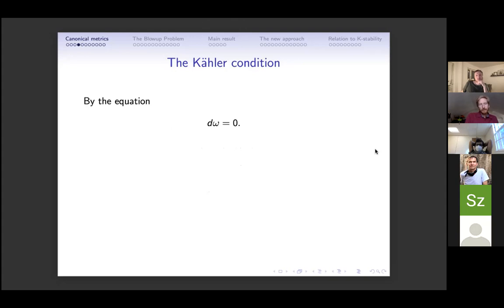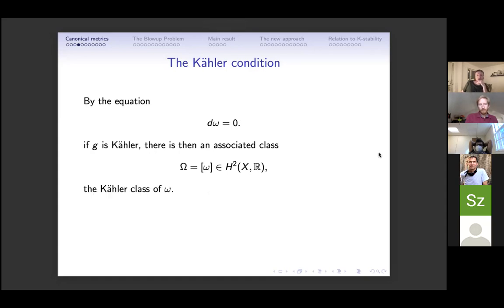And whenever you have a Kähler metric, you have this condition, so you then have an associated cohomology class that you get in the second cohomology of X called the Kähler class of the metric. So I will interchange saying of the metric or of the form omega because they determine one another. So this is the Kähler class of this data.